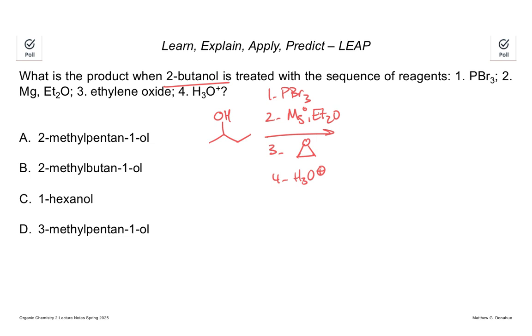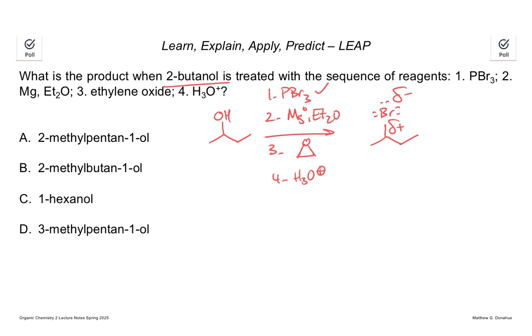So let's draw the product of each step, and we'll see how it evolves. So step 1, we'll recognize that that reagent is going to substitute OH for bromine. So we get a secondary bromide. So I'm showing you the polarity in there just based on the difference in electronegativity.